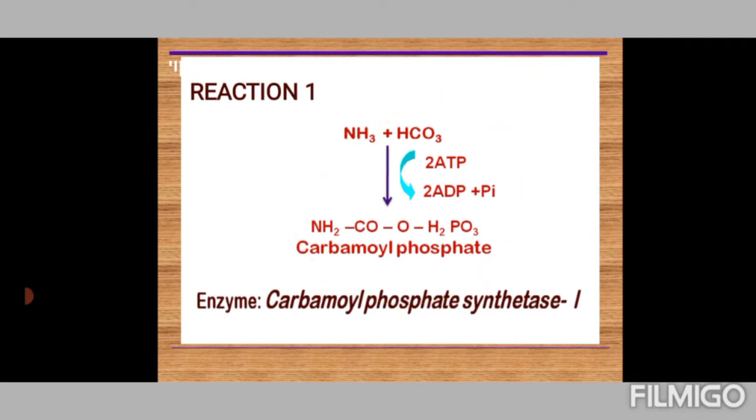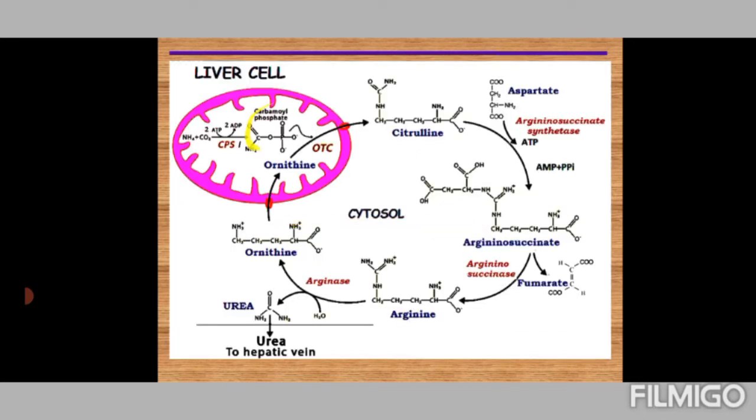So that is what happens. It goes through carbonyl phosphate, carbamic acid, and finally carbamoyl phosphate. So now we have got carbamoyl phosphate inside the mitochondrial matrix. So like this, carbamoyl phosphate.